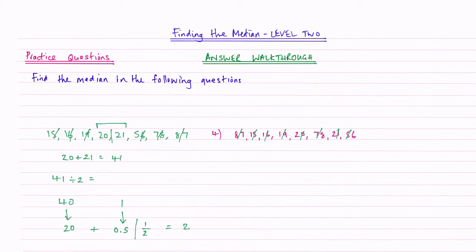Okay, so I'll write it down there. And I'll write it up here as well. It's 20 and a half. So my median for this one is 20.5 or 20 and a half. And it really doesn't matter which one you put. So that's question 4 sorted.